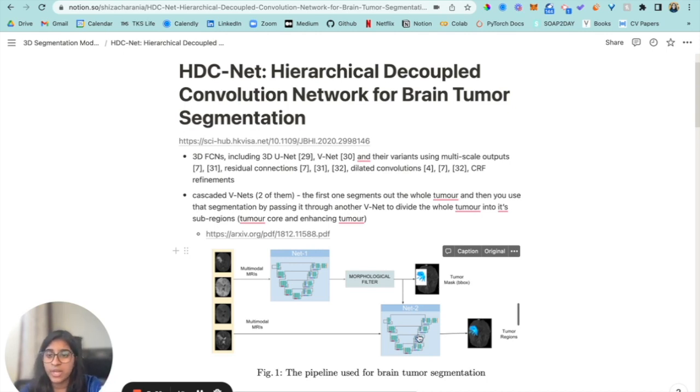Now it goes to the other VNet, as I mentioned, and then it finds the other subregions that are not the whole tumor, that are within it. So the tumor core and the enhancing tumor.